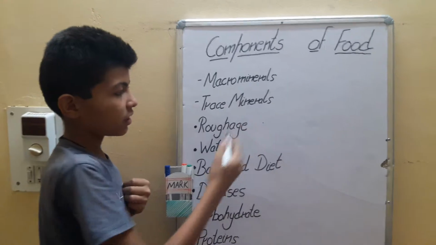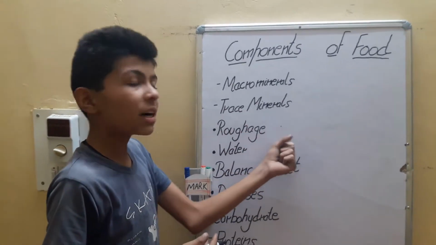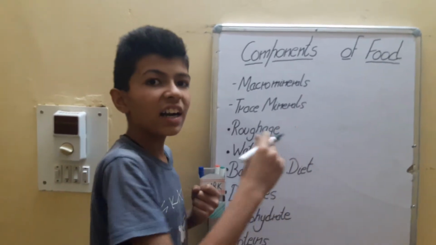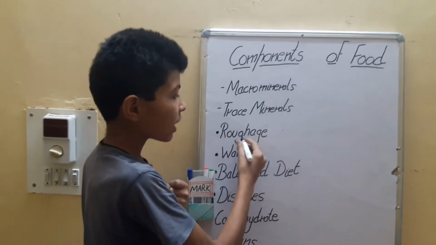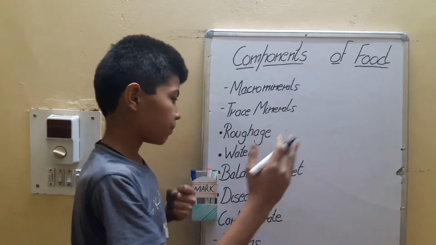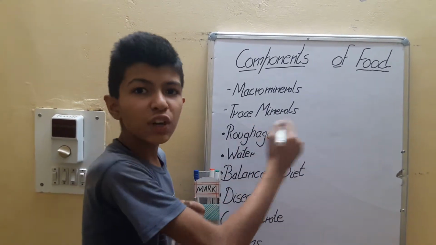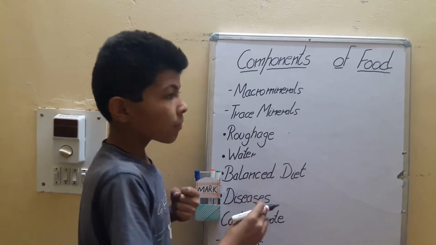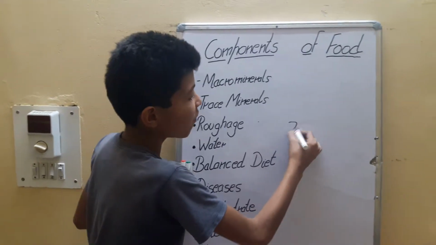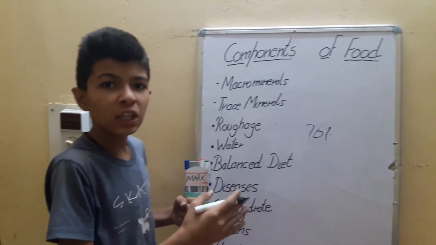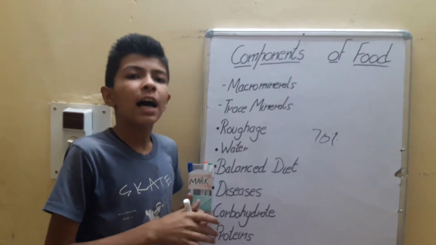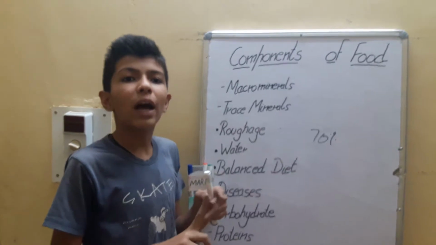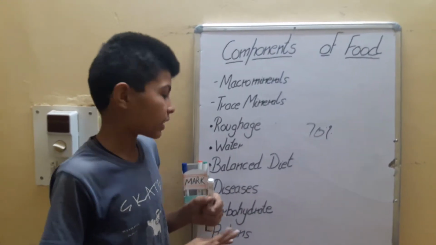Then we have roughage. Roughage helps us to digest our foods. It is also called the dietary fibers. Examples of these are bananas, cauliflower. Human body is made up of about 70% water. Water helps us in transport of minerals and to regulate body temperature, etc.